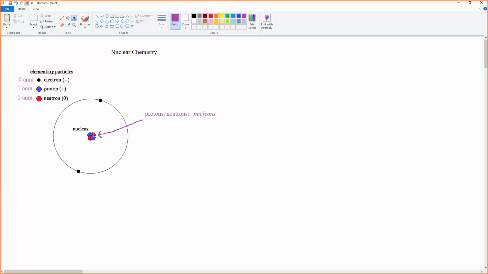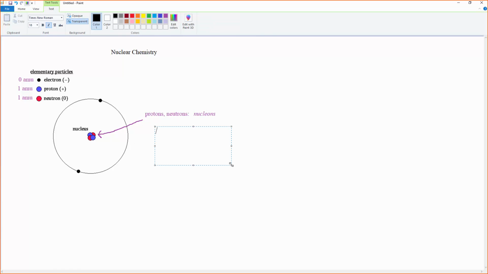So that's what we do. We add up the nucleons to find the mass, but the protons define the element. I just want to remind you guys of that. Write this down. Neutrons contribute to mass. Protons determine the identity of the element. Okay.